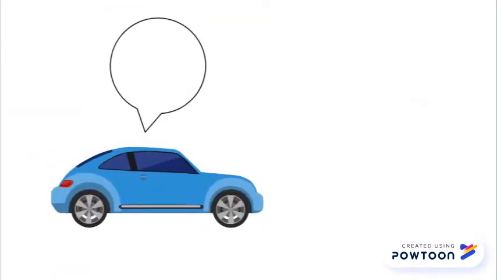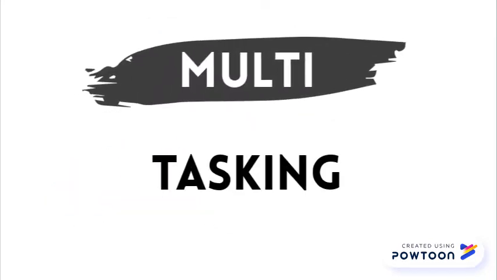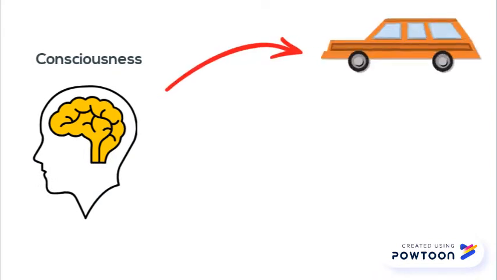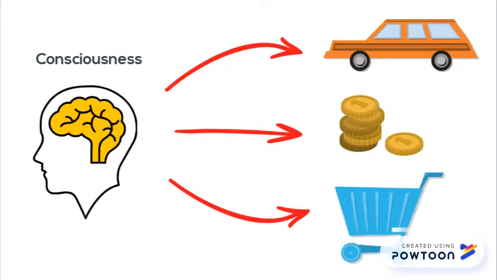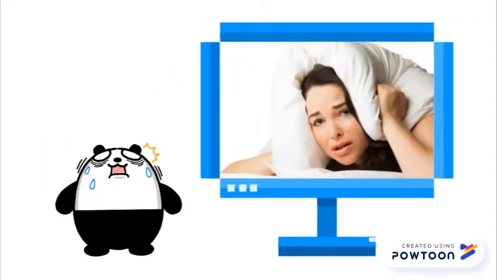Have you ever wondered why it is illegal to drive while using your phone? Because it is actually as dangerous as driving after using alcohol. Maybe we call it multitasking, but it is actually dividing our consciousness into multiple parts, and our brain is not trained to do that naturally.